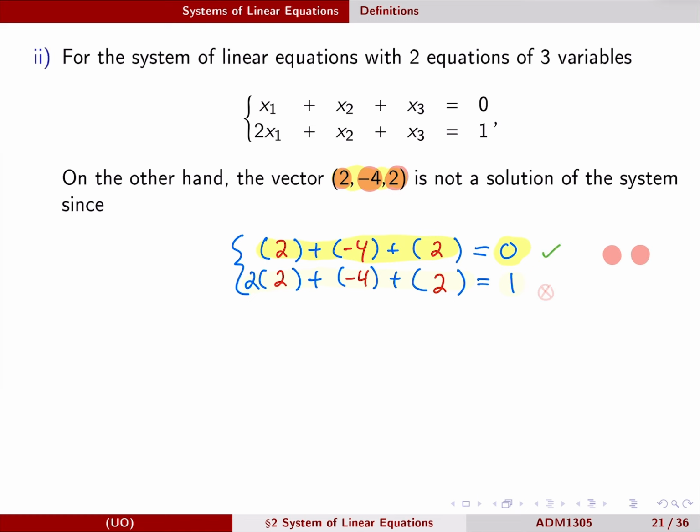But when we try this again with the second equation, 2 minus 4, which is -2, plus 2. Oh no, this is equal to 2, which is not 1. So we're not getting equality anymore on the second equation. Because of that, this is not a solution. You cannot say it's partially a solution. No, it needs to be true for every single equation. So (2, -4, 2), no, you're not a solution of that system.